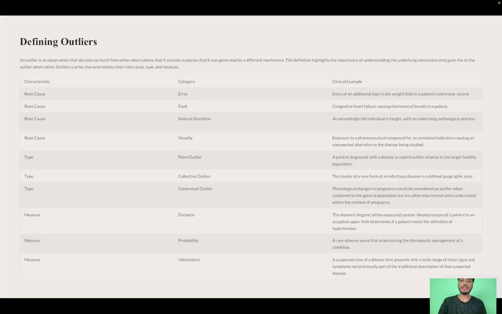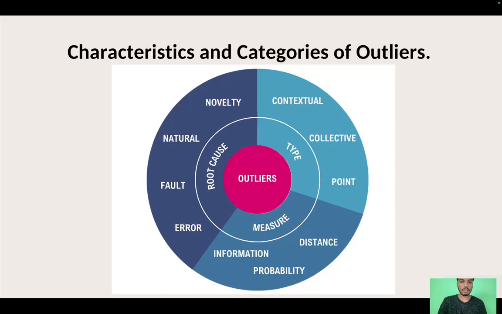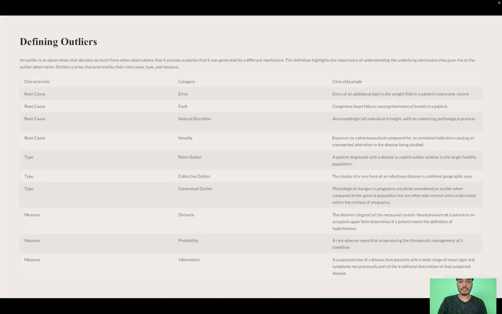These are the main categories, figured out in the pie chart diagram, which is more visual as compared to the theoretical. It mentions the different outlier types: root cause, type, and measure. The type consists of contextual, collective, and point. The measure consists of distance, probability, and information, and root cause consists of error, fault, natural deviation, and novelty. An outlier is an observation that deviates so much from other observations that it arouses suspicion that it was generated by a different mechanism.